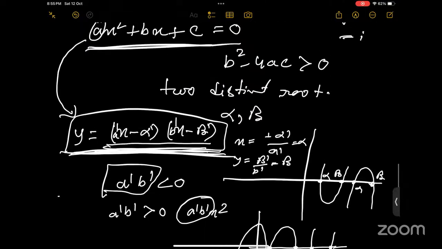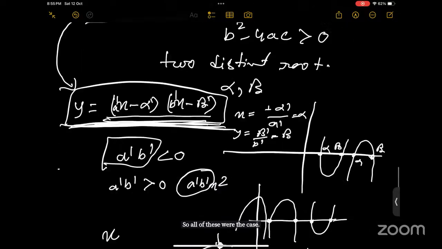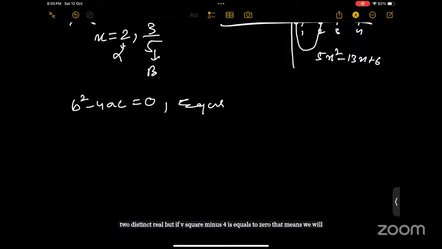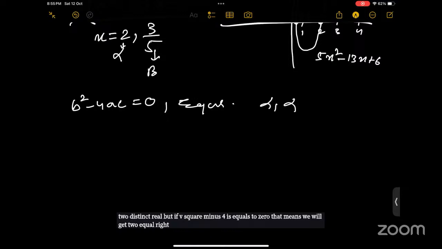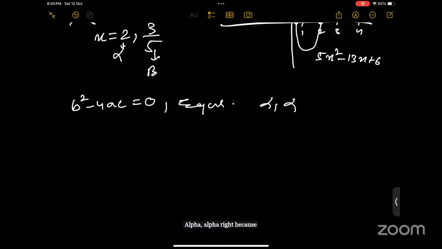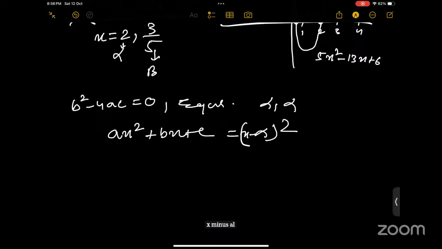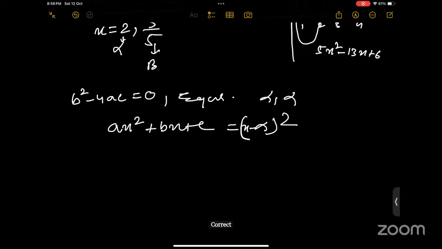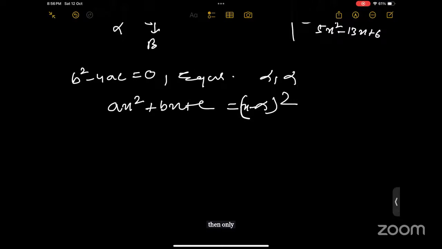So all of these were the case when the discriminant was greater than 0, that means when we got two distinct real roots. But if b square minus 4ac is equal to 0, that means we will get two equal roots, alpha and alpha, right? Because we are getting two equal roots, our beta will be alpha. So our equation x square plus bx plus c will then become x minus alpha whole square, right? Correct. Then only we can get the two equal real roots.